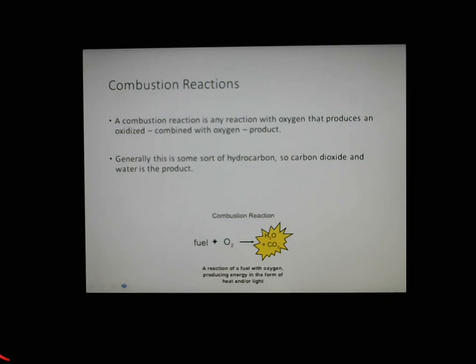Right? This is the last one. I don't have any examples of this because this is very straightforward, and as long as you follow this rule, whatever fuel we give you plus oxygen will give H2O and CO2, you'll be fine.